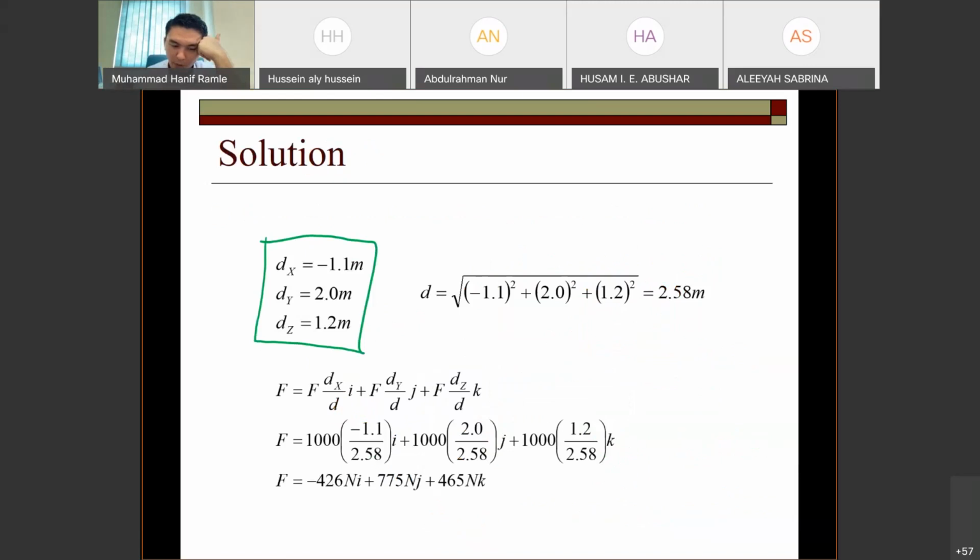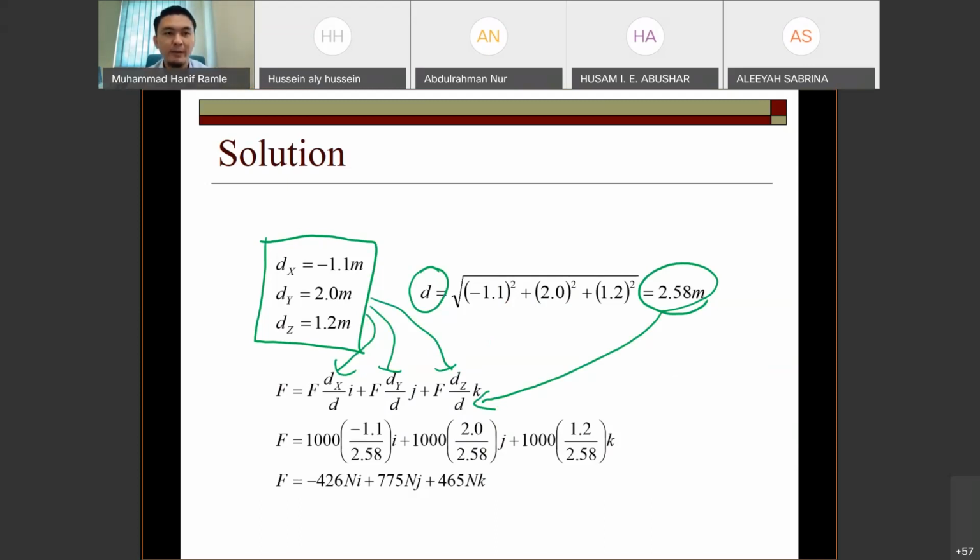Okay, negative 1.1 meter for dx, dy 2 meter, dz 1.2 meter, and you have to use this equation to find d, and then substitute this value into this one, and this one. You will get the final answer of the force in terms of IJK form. Okay? Easy, right?